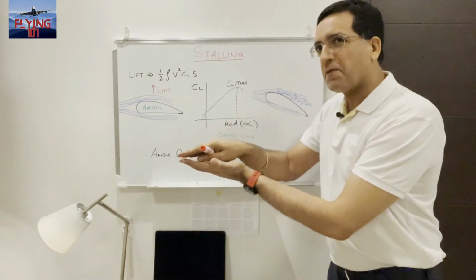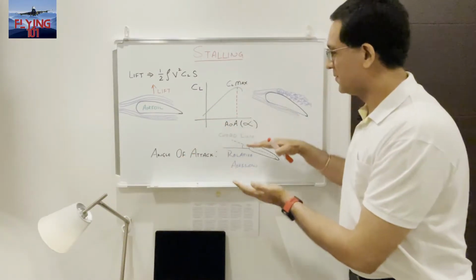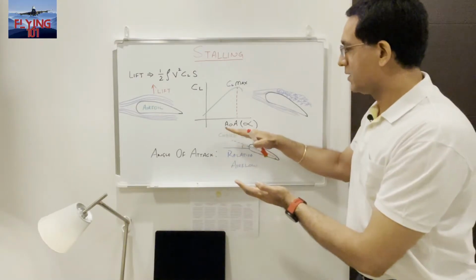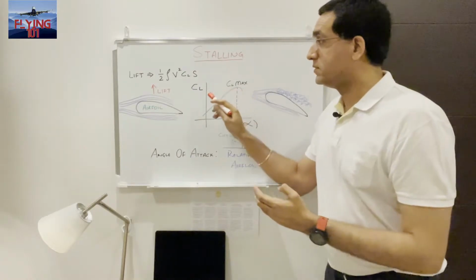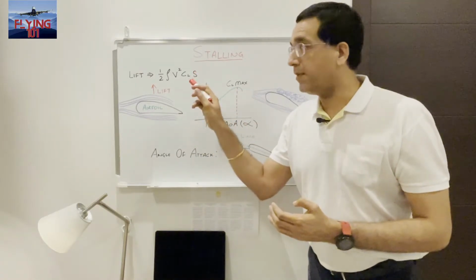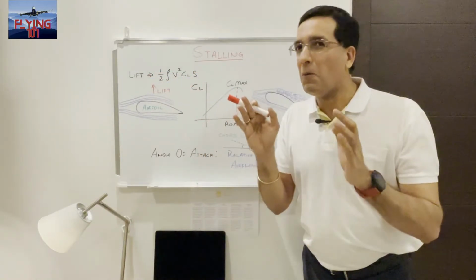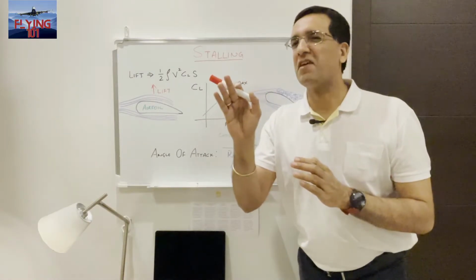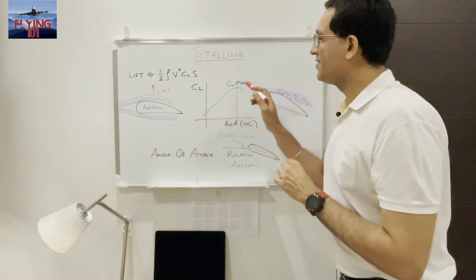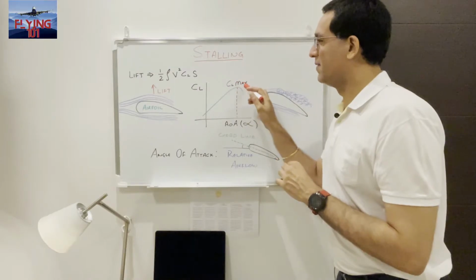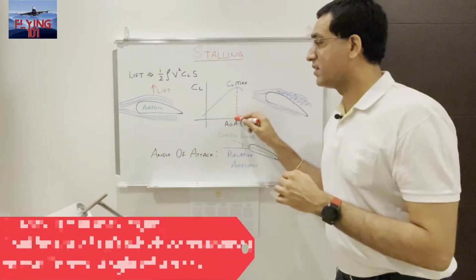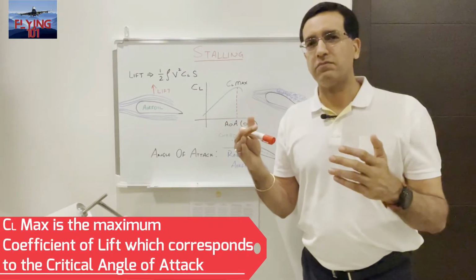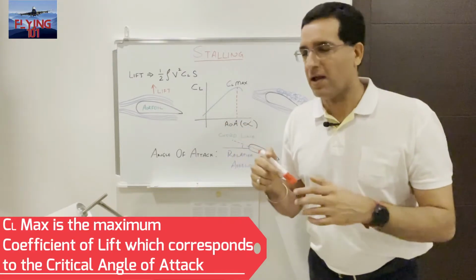As we continue increasing the angle of attack, so the angle between the chord line and the relative airflow, as we keep increasing this, the coefficient of lift also goes up, and therefore more lift is created, but it's only possible up to a certain point, which is represented as the CL max over here, the maximum coefficient of lift possible for a certain angle of attack, also referred to as a critical angle of attack.